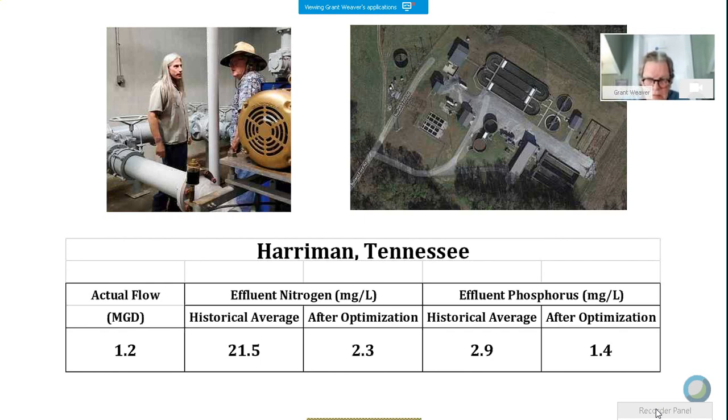Okay, so that's, I don't know where you come from, but from where I come from, that's pretty good. A facility not designed for nitrogen removal is at 2.3, which very few facilities designed for nitrogen are at yet. And phosphorus, okay, it's over 1, but they cut it in half.